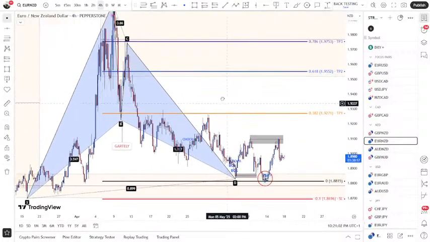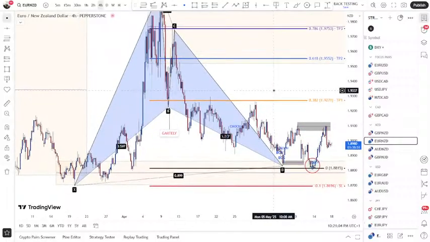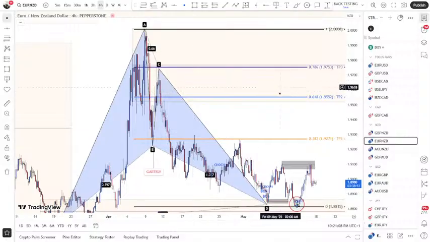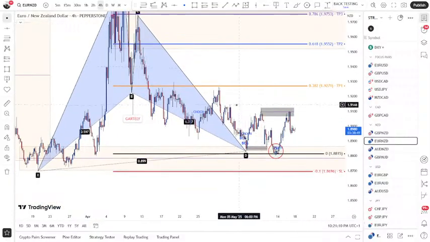Okay, let's see what happens on Euro NZD. The setup is valid, occurring at a weekly key level, and then we have a weekly key level above also. So we'll have this minor resistance here and there, which price has to break to the upside. So right now we don't have any setup on Euro NZD.